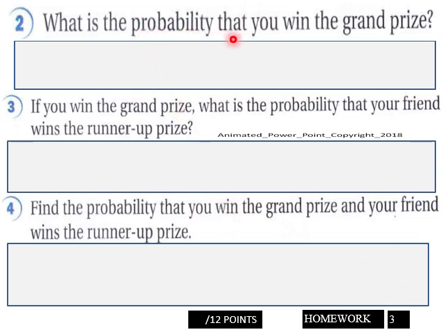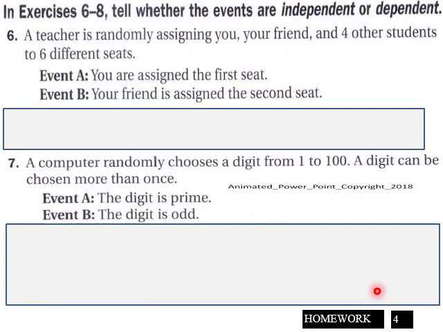Page 3 was the probability that you win the grand prize. Number 3, if you win the grand prize, was the probability that your friend wins the runner-up prize. And then number 4, find the probability that you win the grand prize and your friend wins the runner-up prize. So put that probability in here for number 4. You got 12 points here for page 3.